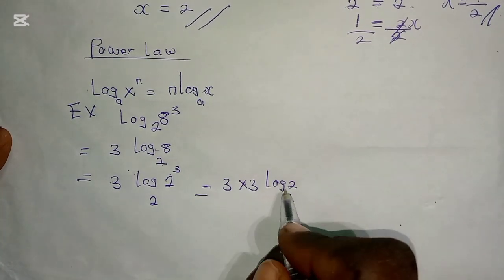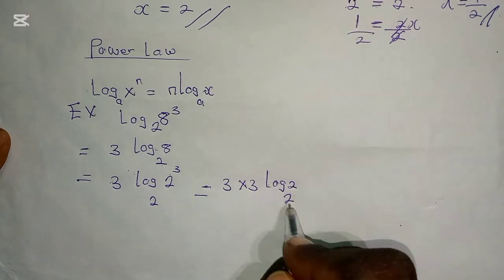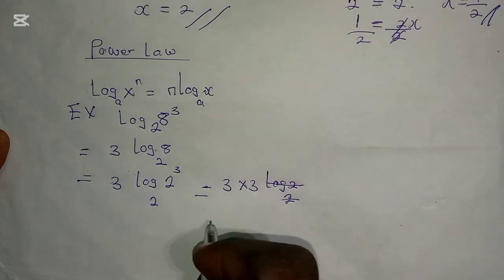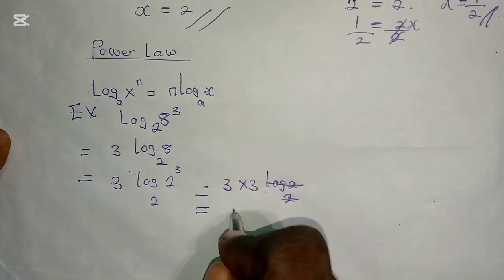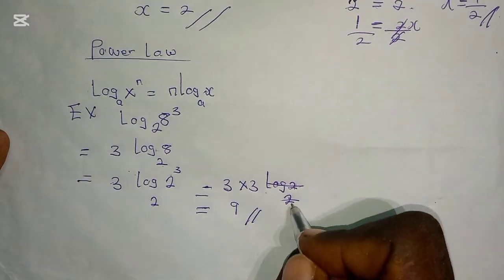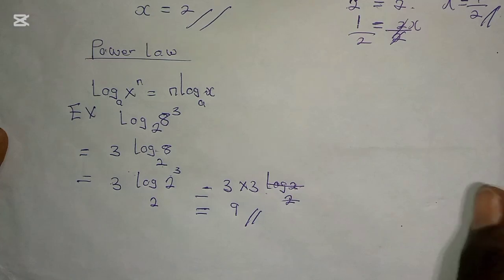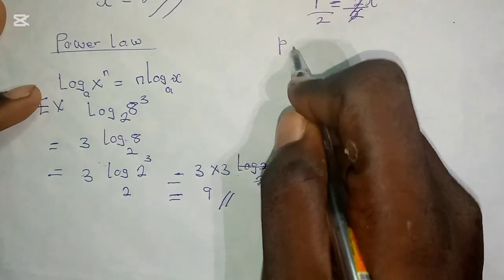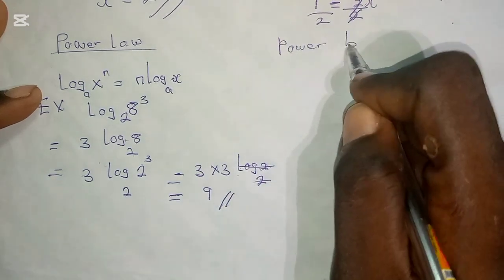So now when the log number and the base are the same, it is going to definitely cancel out, right? So we have 3 multiplied by 3, which is 9. In case you don't know, you are knowing it now. So we are through with the power law. Let's move to another law, which is next on the list: the power base.